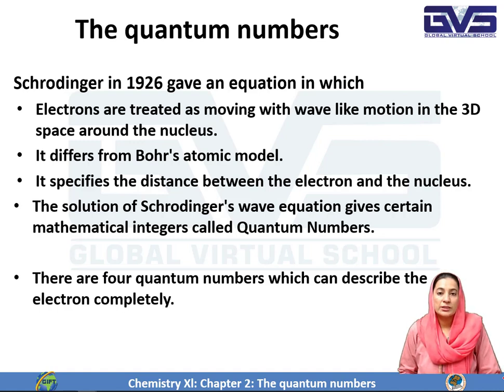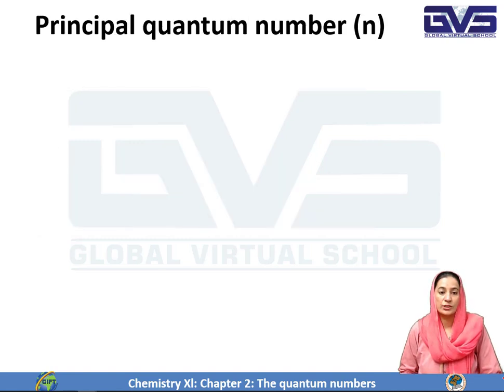And remember this, out of these 4, the first 3, principal quantum number, azimuthal and magnetic quantum number, were given by Schrödinger, while the last one, that is spin quantum number, represented by small s, was given by Goudsmit. So 3 by Schrödinger, and the last one by Goudsmit. These 4 quantum numbers completely describe the position of the electron.